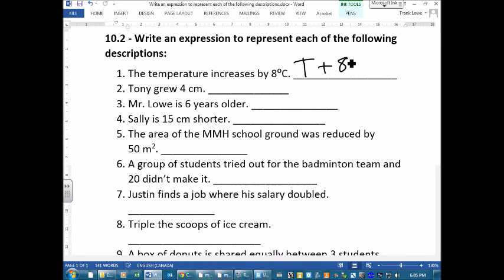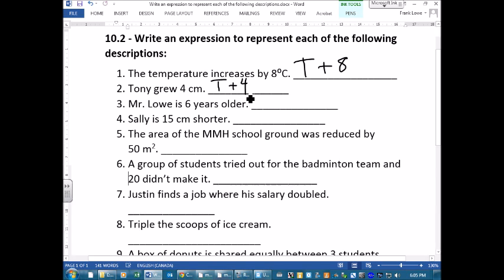Tony grew 4 centimeters. What don't we know? We don't know what his height was to begin with, right? We use T again because it's Tony. So T for Tony, and he grew 4 centimeters. So again, we're adding 4 centimeters to that.